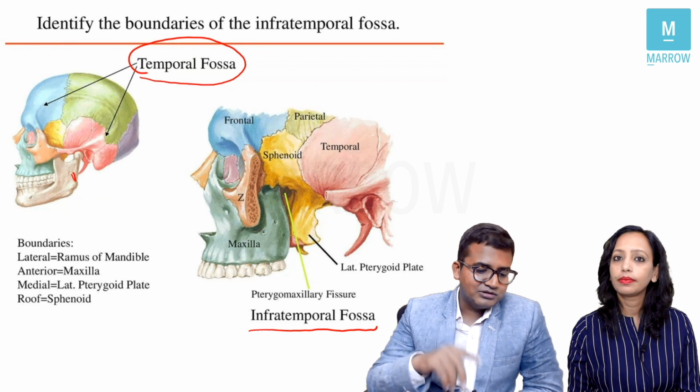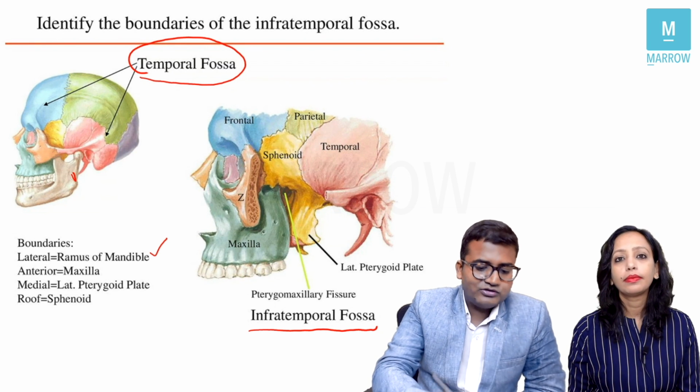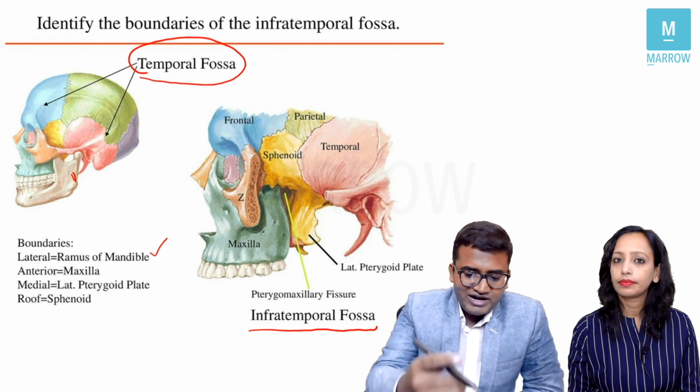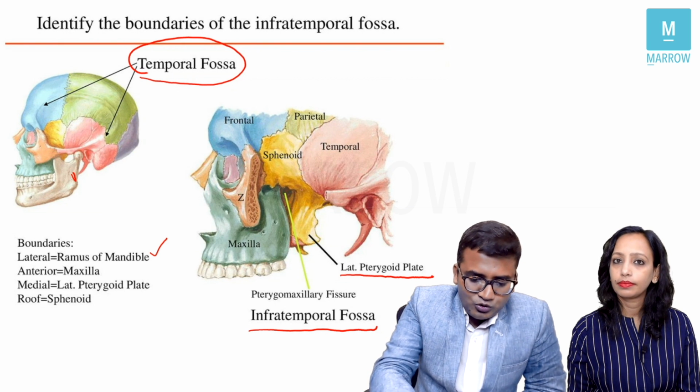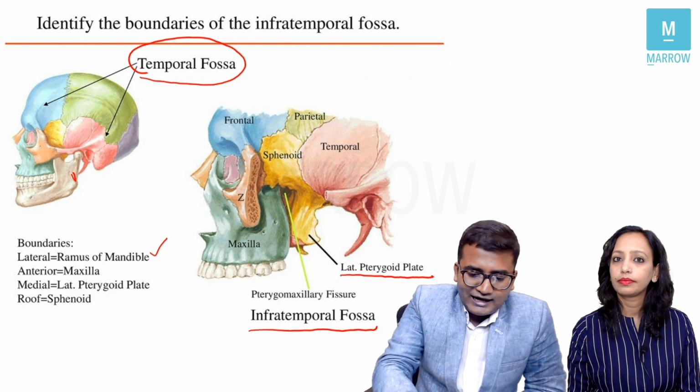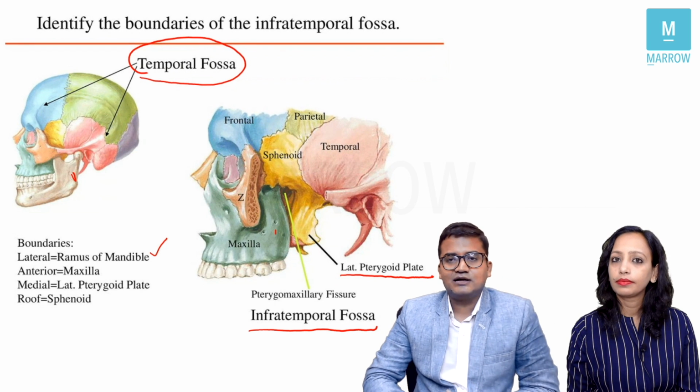Now we remove the mandible, that will form the lateral boundary for the infratemporal fossa. Now medially, we are seeing the lateral pterygoid plate, and the roof is formed by the sphenoid bone, and anteriorly it is formed by maxilla bone.